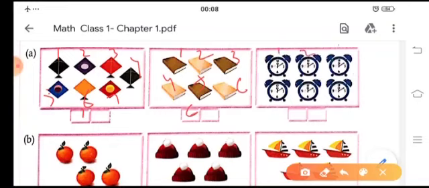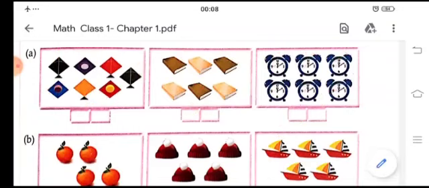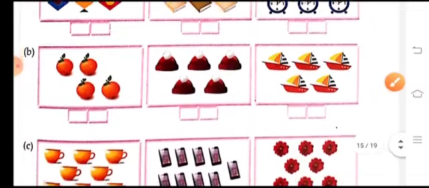1, 2, 3, 4, 5, 6. So how many watches are here? 6. So which one is correct? These two. This one has 6. This one has 6. It means they have equal number of figures. Okay. So do this exercise also in your copy, children.